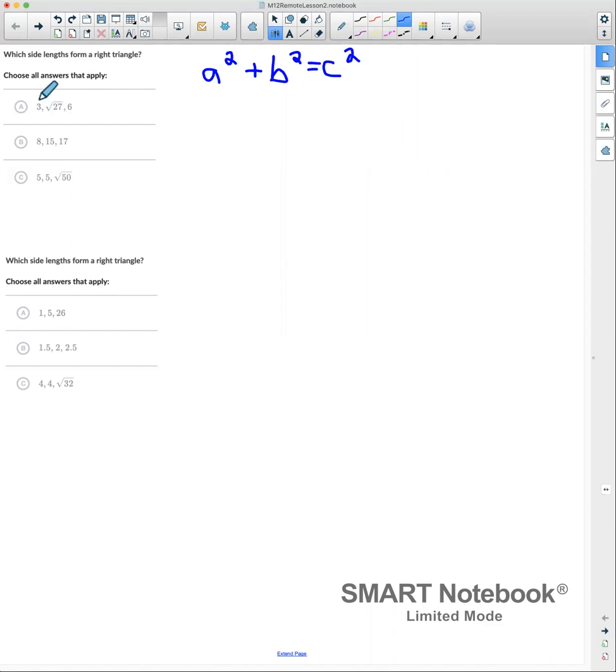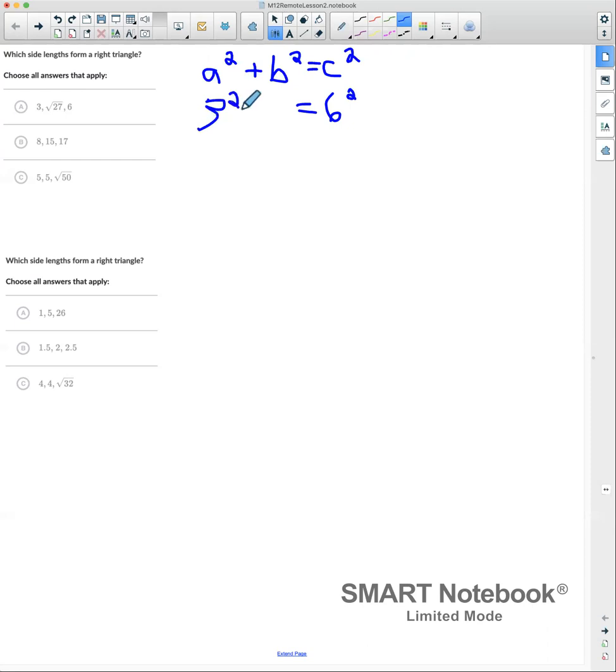Okay, so we have 3, we have radical 27, and we have 6. What is radical 27? Well, I know that radical 25 is equal to 5, and radical 36 is equal to 6. So this number is in between that, so it should be between 5 and 6. So 6 is the largest number here, so I'm just going to put 6 here. That's the largest number, and the other two are interchangeable.